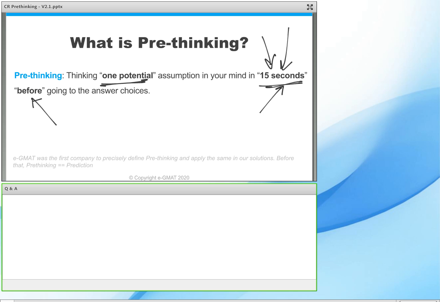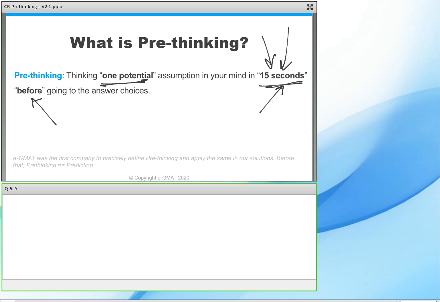So once you start reading answer choices, you can throw pre-thinking out of the window. Why? Because now your brain has that additional information, but it's going to mess you up. One of the biggest challenges that people have in learning how to pre-think is refraining from looking at the answer choices. That's one of the biggest restraints that you have to build.